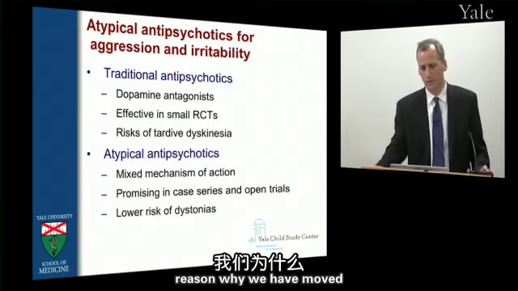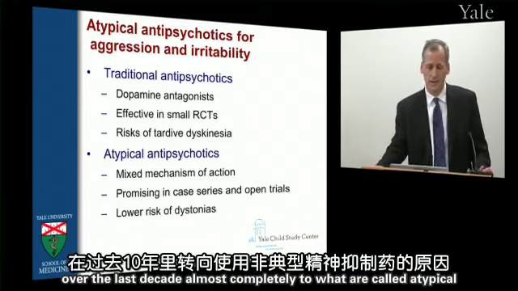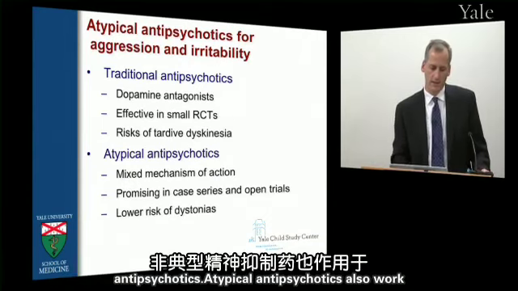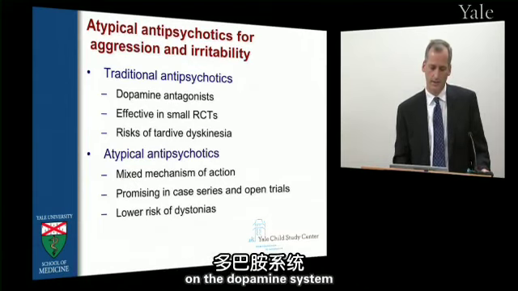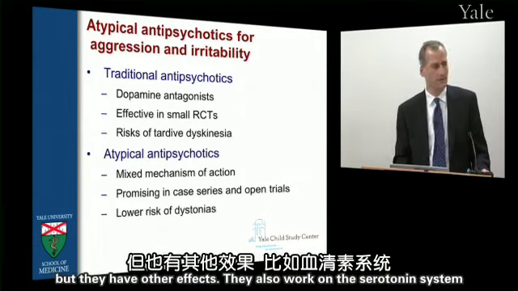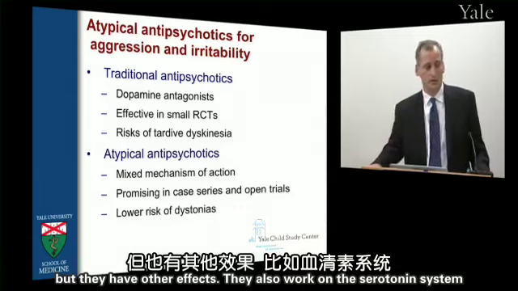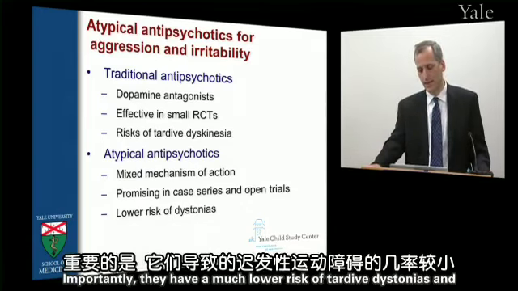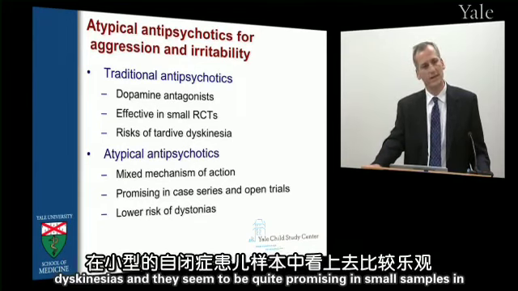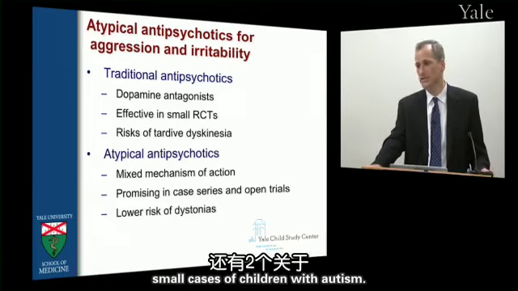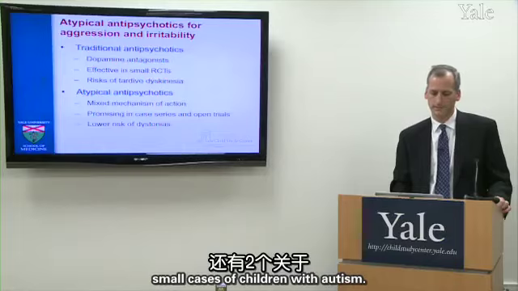That was part of the reason why we have moved over the last decade almost completely to what are called atypical antipsychotics. Atypical antipsychotics also work on the dopamine system, but they have other effects. They also work on the serotonin system, and importantly, they have a much lower risk of these tardive dystonias and dyskinesias, and they seem to be quite promising in small samples and small case series of children with autism.